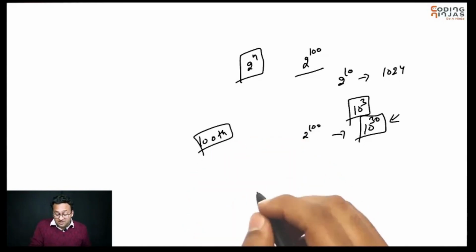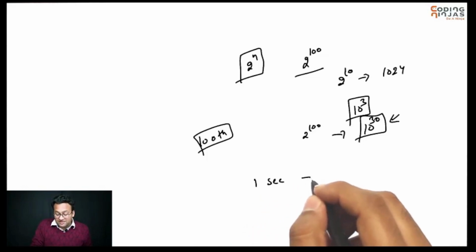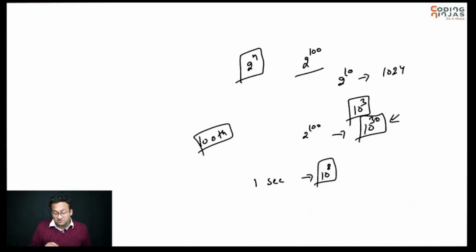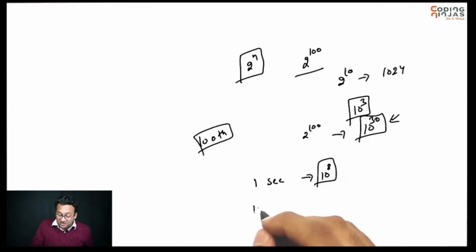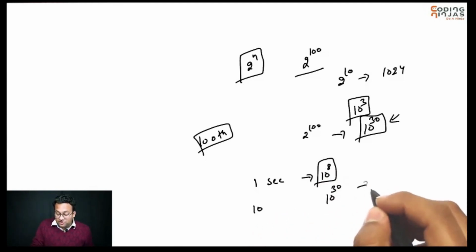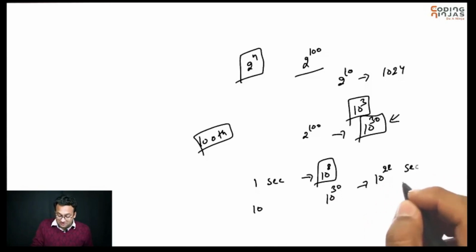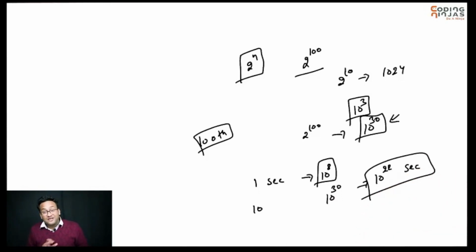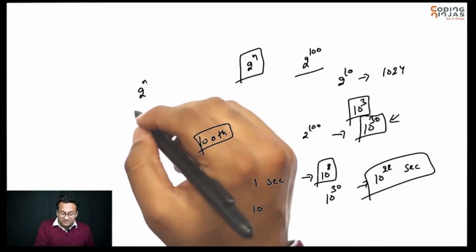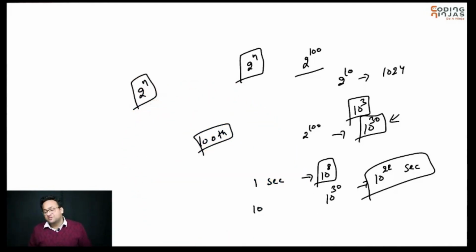In general, we assume that in 1 second, a computer can do 10 to the power 8 operations, right? To do 10 to the power 30 operations, you would need 10 to the power 22 seconds. So we will not be able to do it. Any algorithm that takes exponential time is pretty much useless, because it's not going to work for large numbers. Even after 40, 45, it'll become really slow, and we'll not be able to use that algorithm.